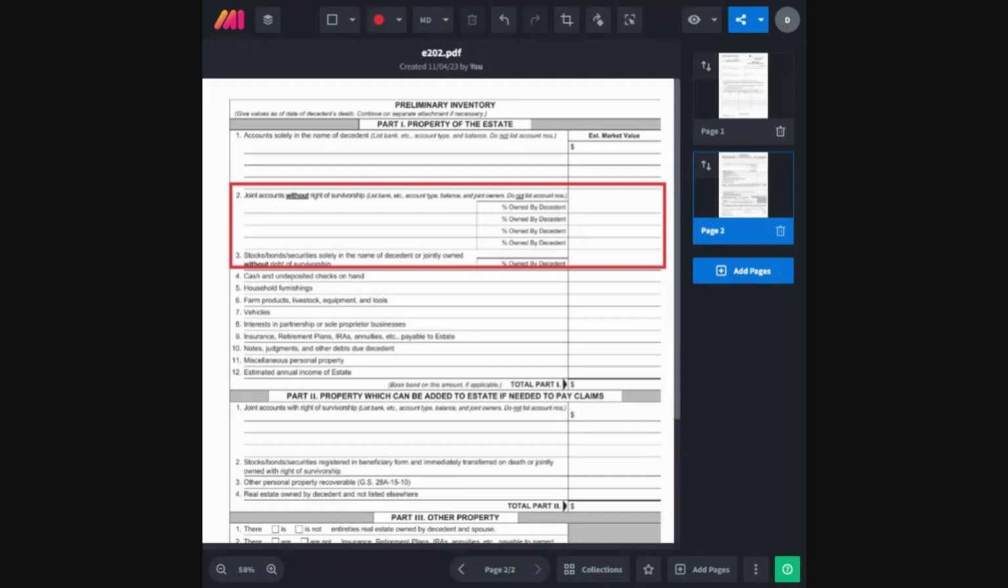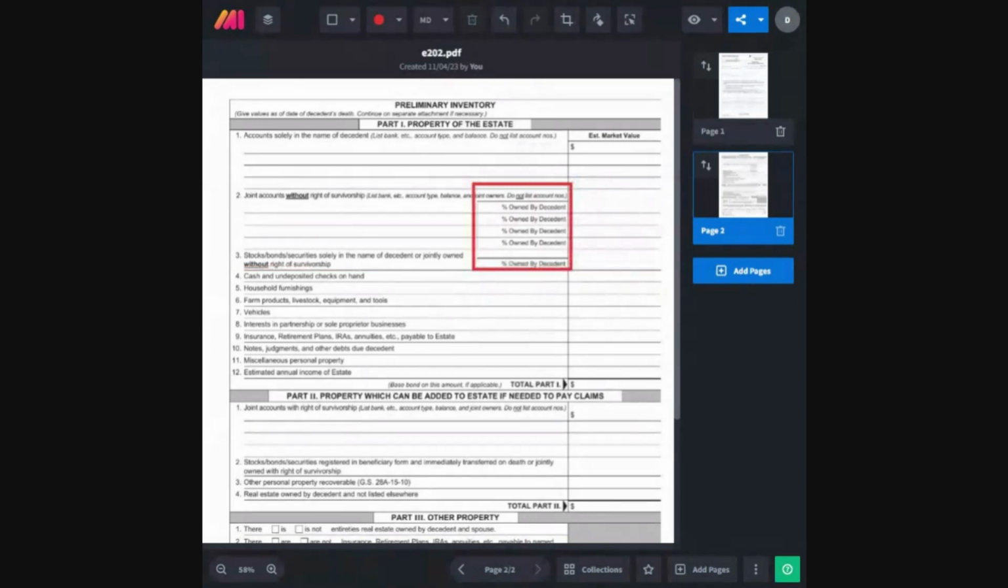If they say yes, ask, was the account titled as joint tenancy with right of survivorship? If they say yes, this means that the decedent's share would go to the other co-owner. If they say no, this means that the decedent's share would go to his heirs or his beneficiary. This is without right of survivorship.